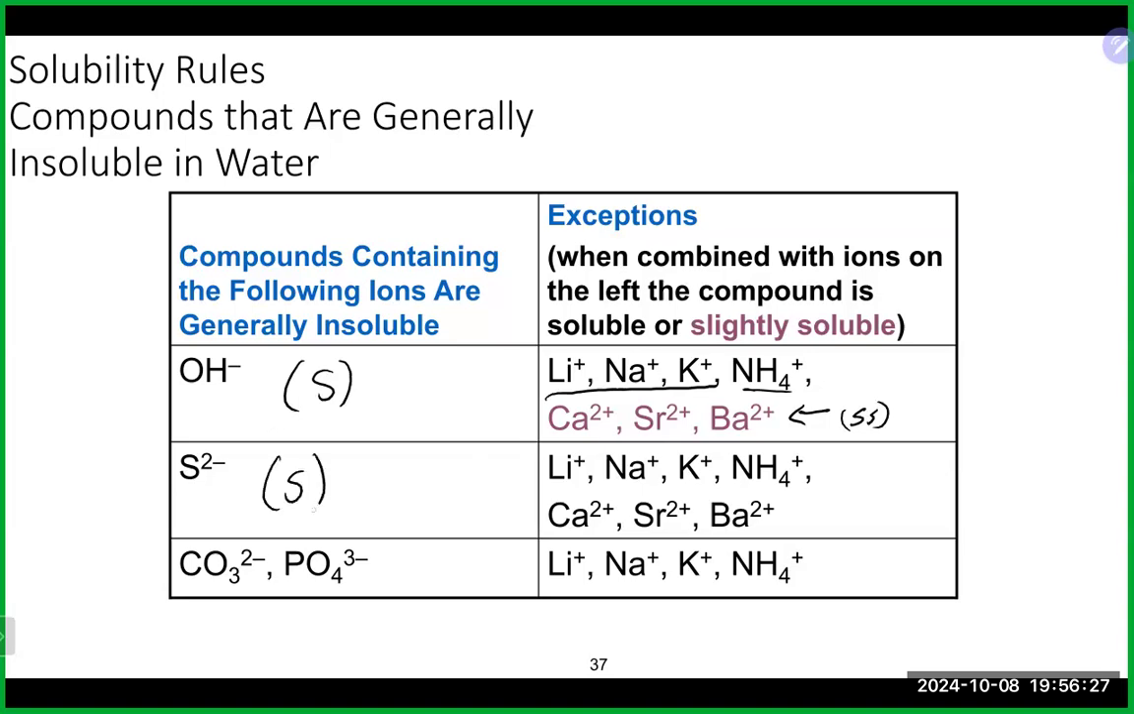Sulfides typically will be solids, unless you are hooked up once again with group 1 or ammonium, or calcium, strontium, barium. And lastly, carbonates and phosphates will typically be insoluble, unless, again, you have the group 1 exception. The nice thing about these is that the exception is really the rule on the other one, which is group 1 is soluble in anything. So again, if you remember that, you'll be good for any of these exceptions because you'll come across it. Any questions on that?